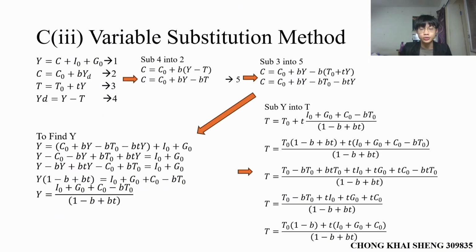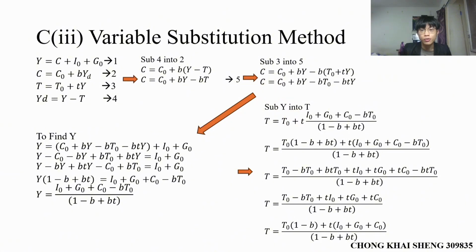For C3, we are going to use the substitution method to find out what y, c, and t are. By using the substitution method, our final purpose is to have the right hand side with no y, c, and t in it. First step, we list out all the given macro functions. Second, we need to find what c is to substitute it into function y. To do this, we substitute 4, which is yd equals y minus t, into 2 and simplify it. After we find c, we can substitute it into 1 to find y.